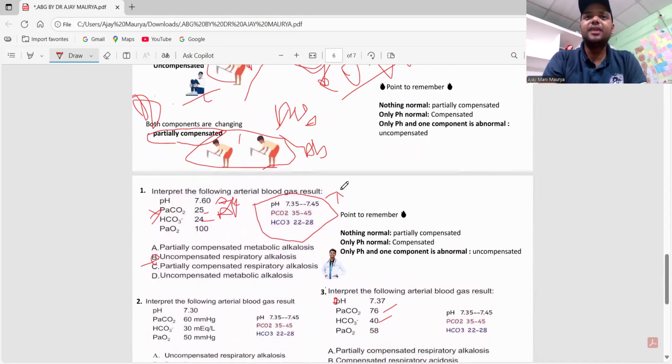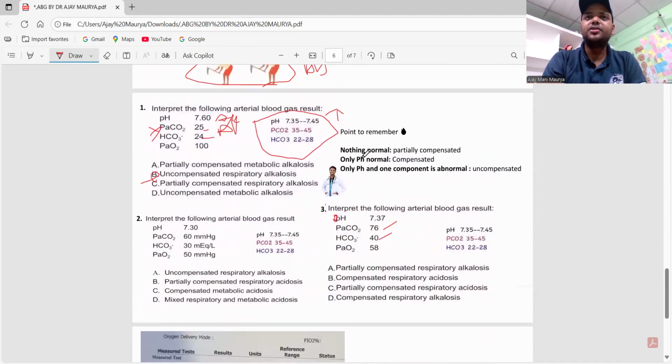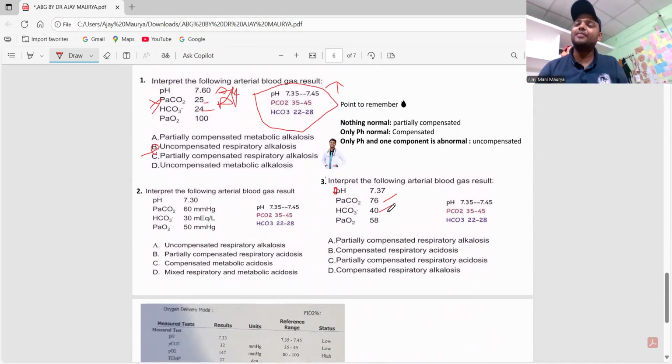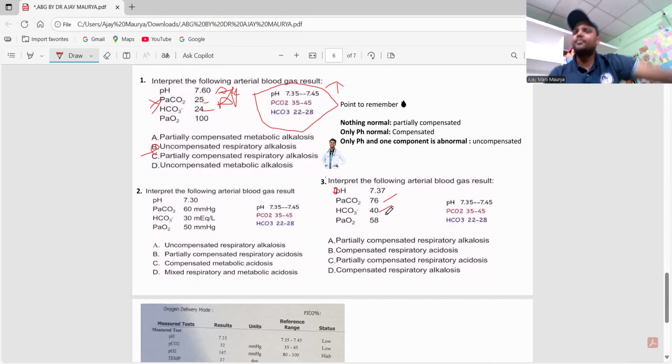See here, nothing is normal; only the pH is normal. The king's mood is good because his workers are working hard. That is, CO2 is more and HCO3 is more. So it is going to be what? Compensated. Remember, if the pH is normal, then you have to check the options. It must be compensated.